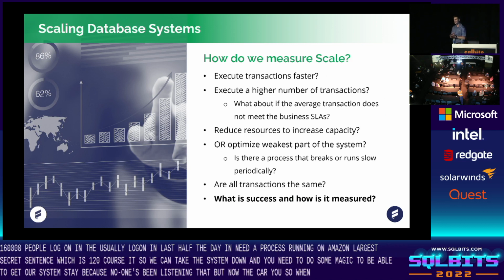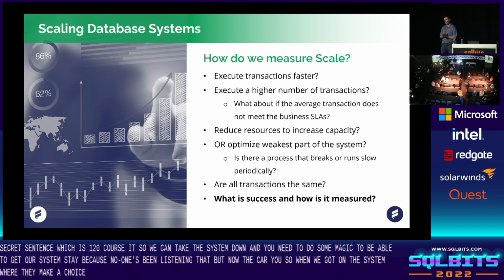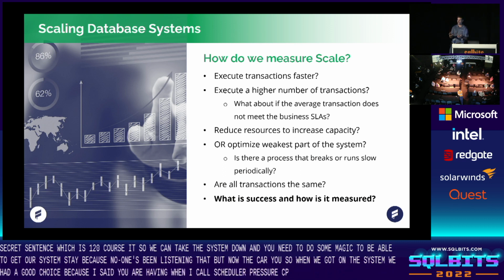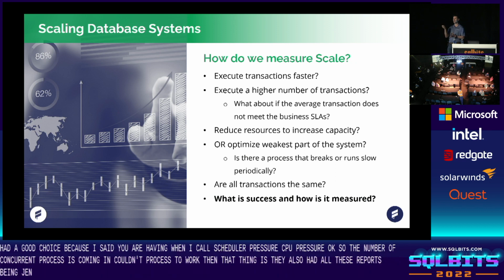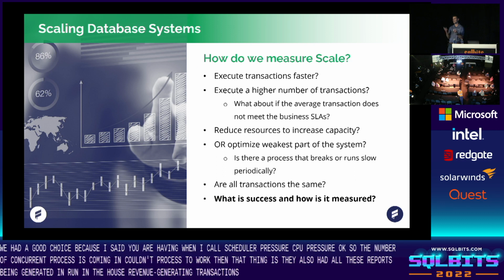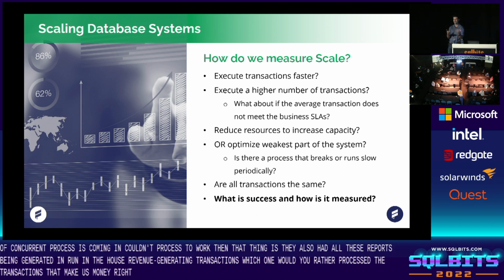So when we got on the system, we had to make a choice because I said, you are having what I call scheduler pressure or CPU pressure, okay? So the number of concurrent processes coming in couldn't process the workload. The other thing is they also had all these reports being generated and run, and they also had revenue generating transactions. Which one would we rather process? Probably the transactions that make us money, right? So I got buy-off from them. I said, okay, if we want to make money, these are the transactions.